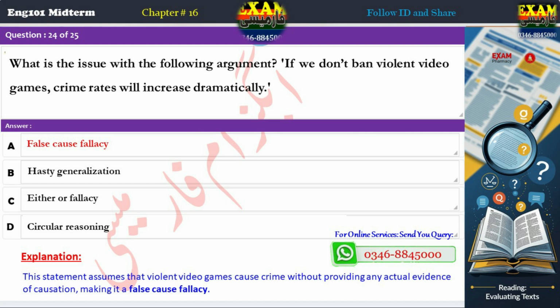Explanation: this statement assumes that violent video games cause crime without providing any actual evidence of causation, making it a false cause fallacy.